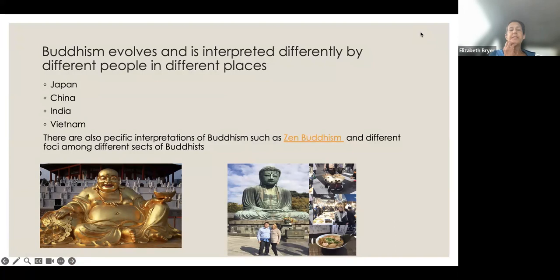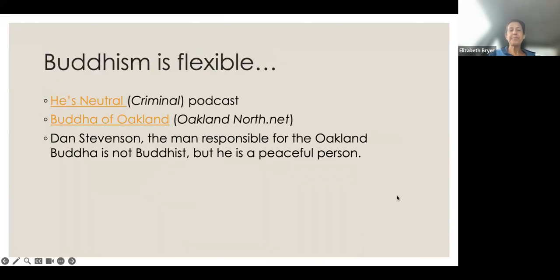There's a little typo in my PowerPoint. It should say specific interpretations of Buddhism, such as Zen Buddhism, and different foci among different sects of Buddhists. Buddhism is very flexible. It changes according to where it spreads. It accommodates itself to different cultures very easily.